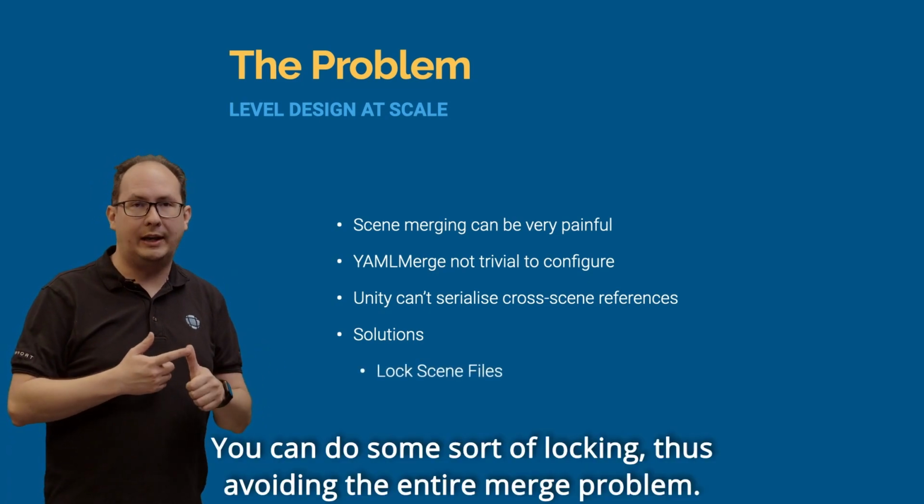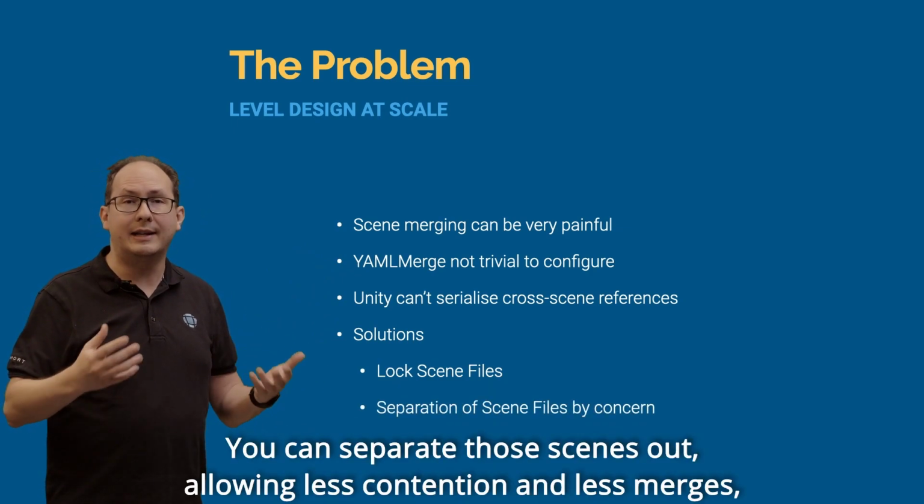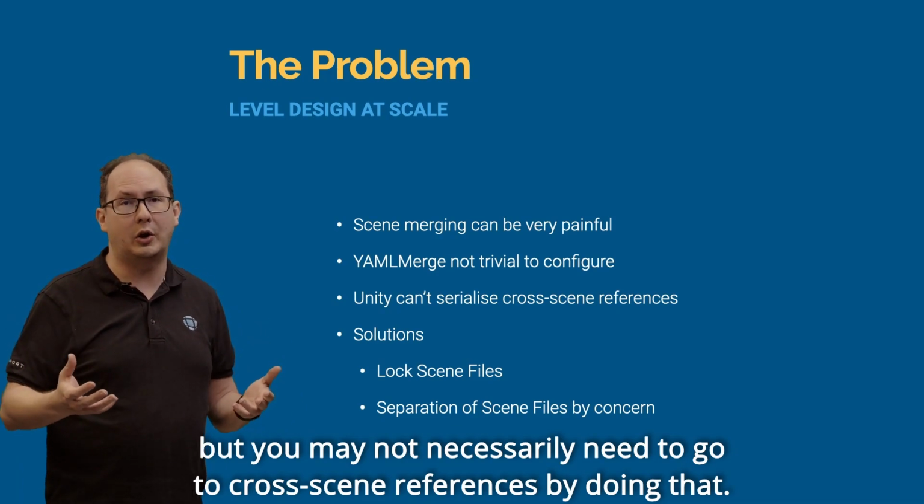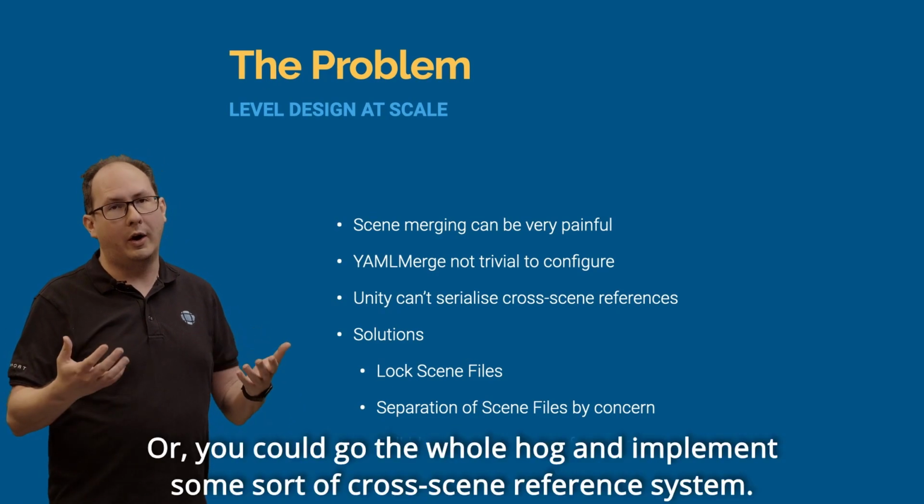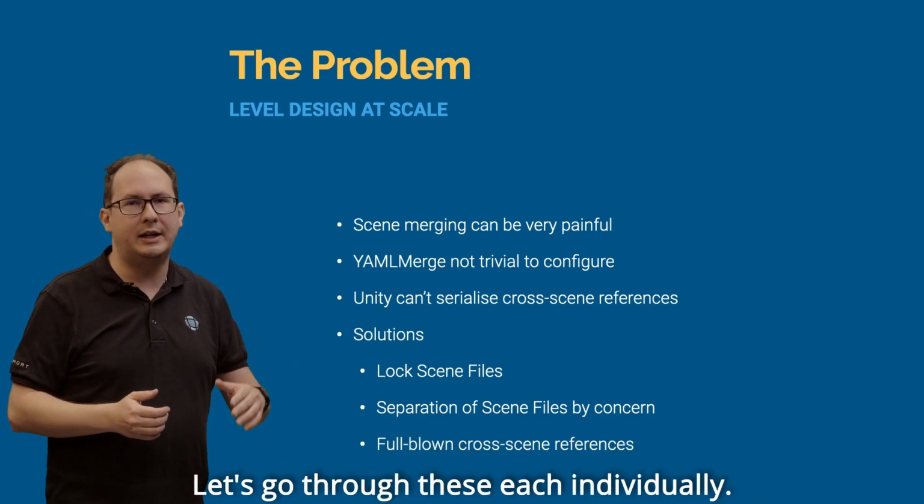You can do some sort of locking, thus avoiding the entire merge problem. You can separate those scenes out, allowing less contention and fewer merges, and then you may not necessarily need to go to cross-scene references by doing that. Or you could go the whole hog and implement some sort of cross-scene reference system. Let's go through these each individually.